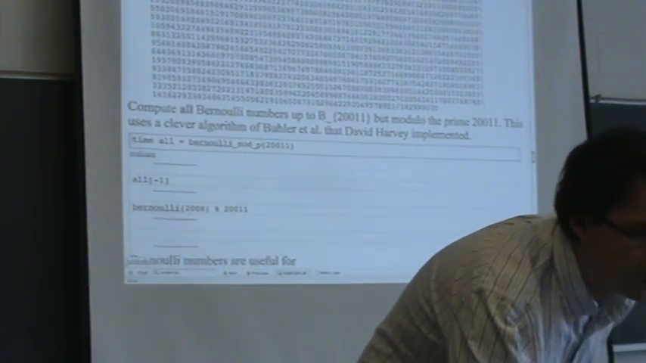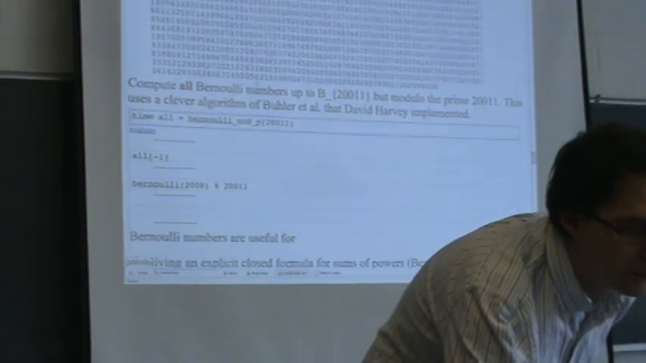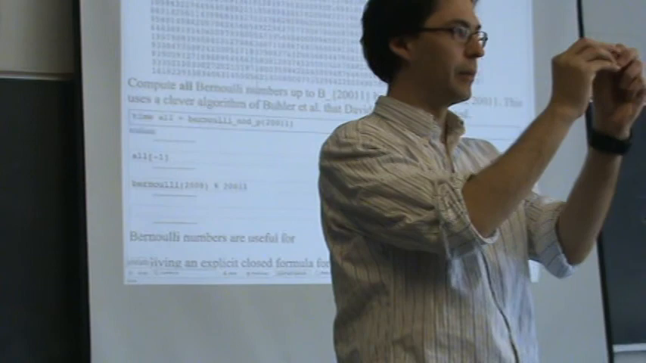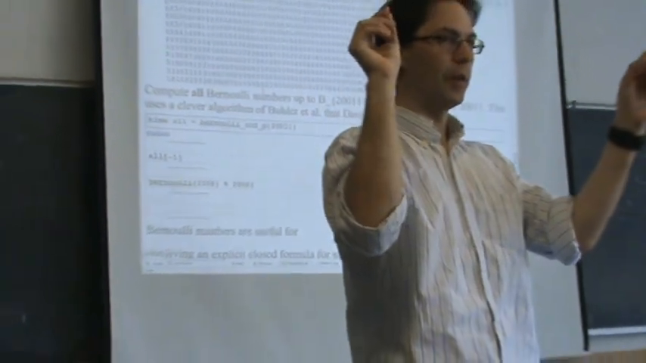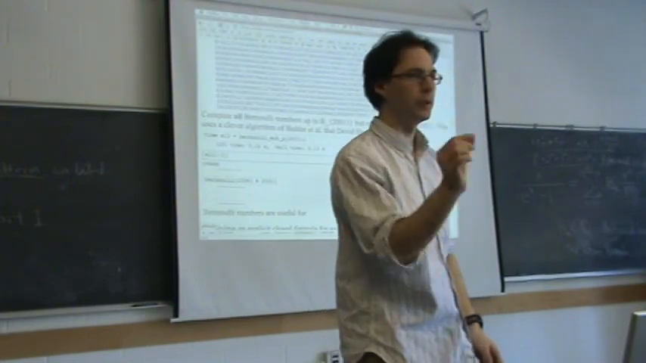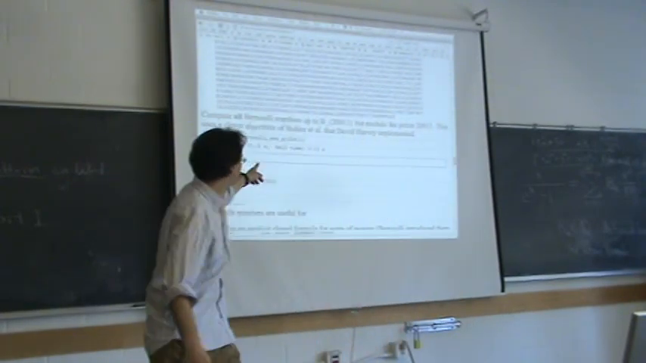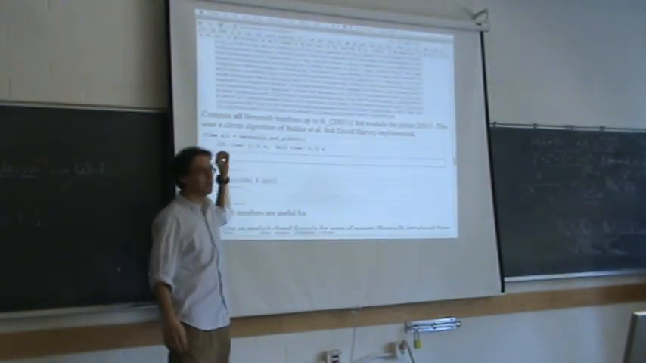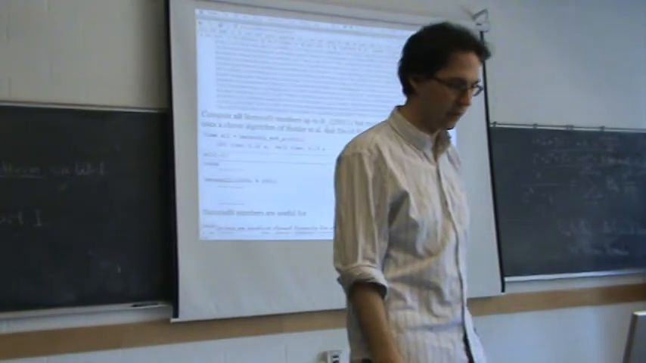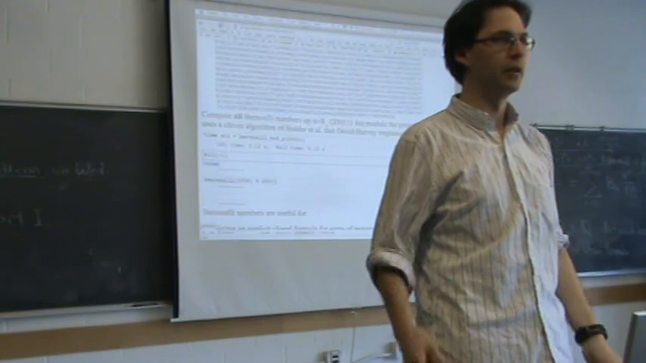There's one sentence. If you want to compute all the Bernoulli numbers modulo a prime number p, you can do that extraordinarily quickly. In 0.12 seconds, this computed all the Bernoulli numbers up to 20,011 modulo 20,011. And there's an algorithm of Joe Buehler that's had a big impact on number theory over the years that's implemented it.